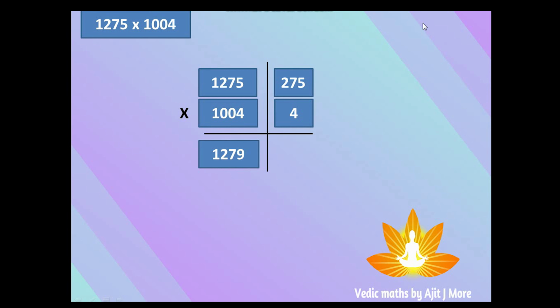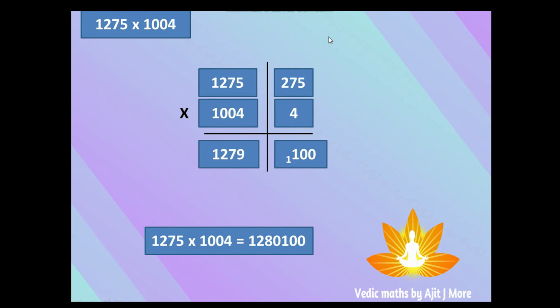So what answer we have got? 1100. So I'll keep that 100 and 1 carry. Okay. So I'm representing this way. This 1 carry, when I add here, it will become 1280. So your final answer is 1280 and this 100.